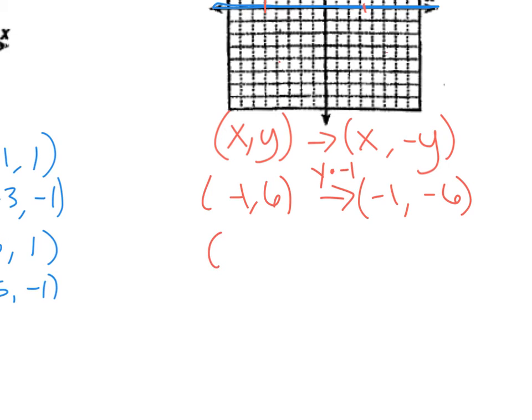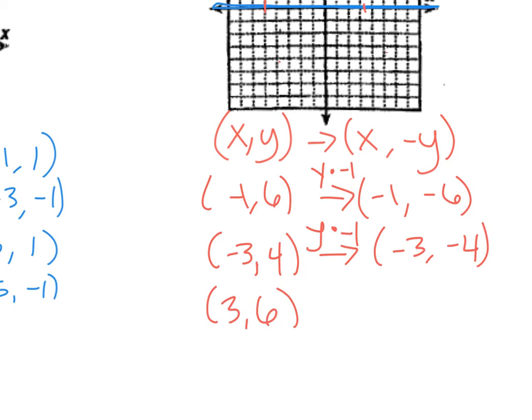All right, let's do the next one. -3, 4. We would multiply y times the -1, and we would get -3, -4. On the next one, we would have 3, 6. We would multiply the y by -1. This is another way of showing your work. You're showing me you're going to take y times the -1, and we would get 3, -6.